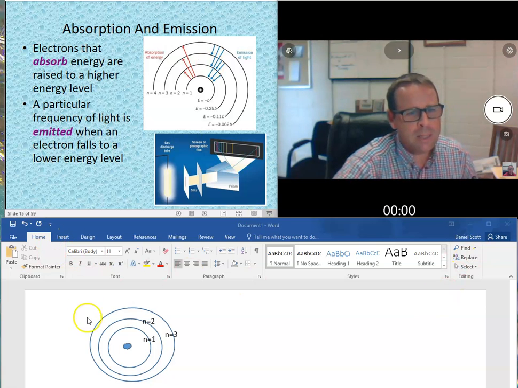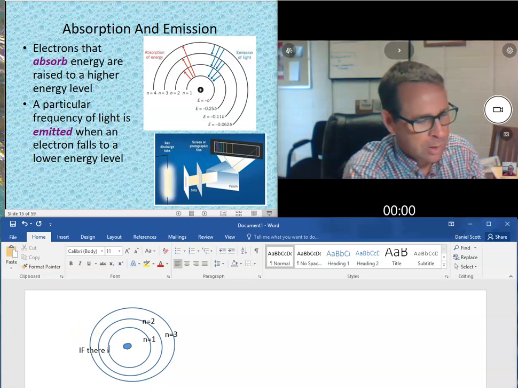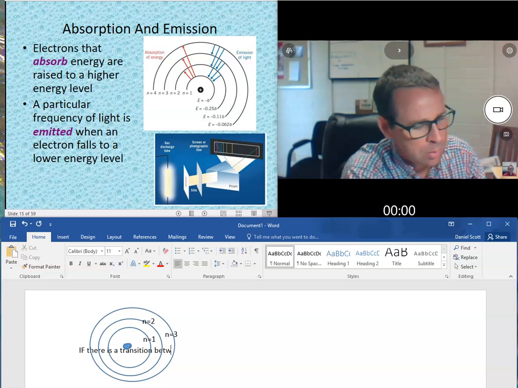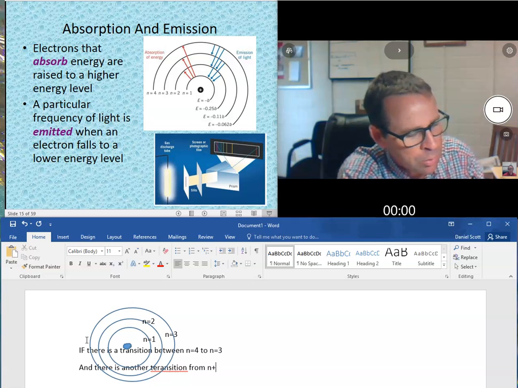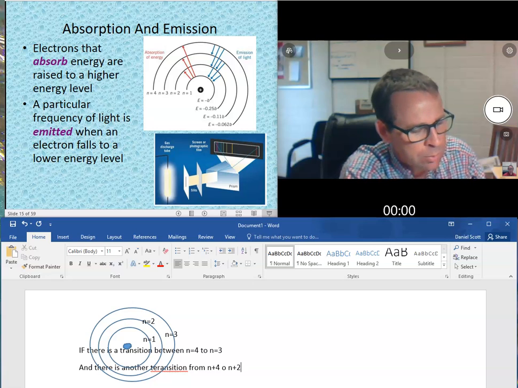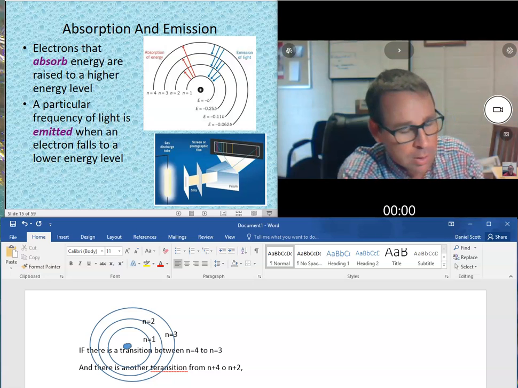Okay, so I'm going to type that in here. If there is a transition between n equals 4 to n equals 3, and there is another transition from n equals 4 to n equals 2, which of these transitions will release the photon with the shortest wavelength?